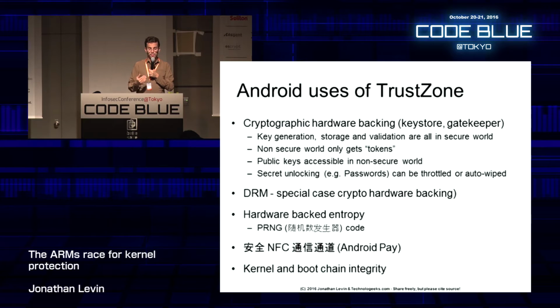And Android has basically two mechanisms. One is called the key store. The key store, as its name implies, stores all your keys. And then we have the gatekeeper, which is something introduced in Marshmallow. And this is something that effectively enables you to get cryptographic tokens for passwords. And what's the better use of that than just having everything in kernel memory?